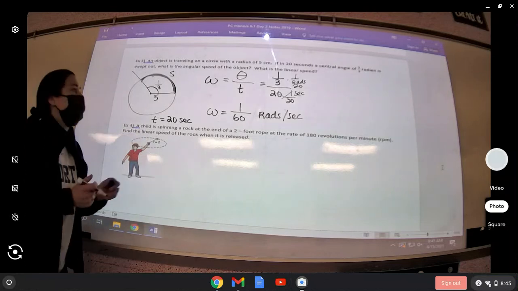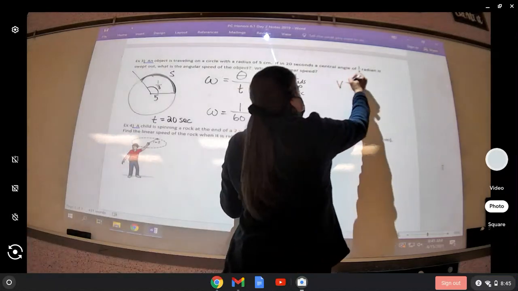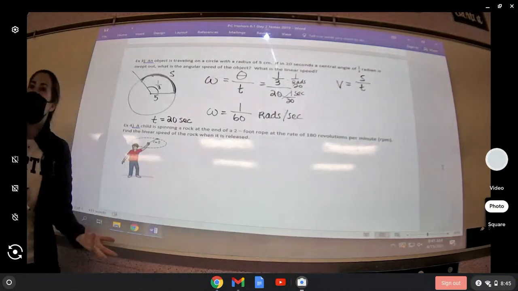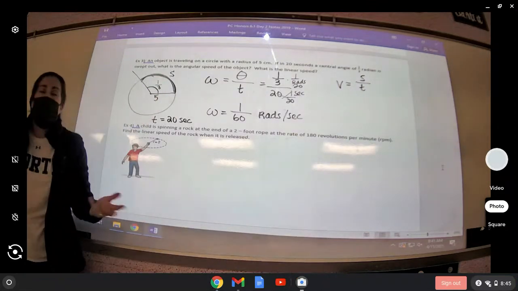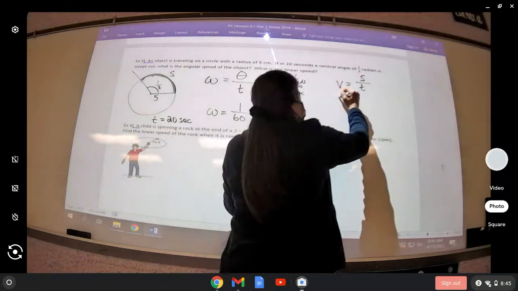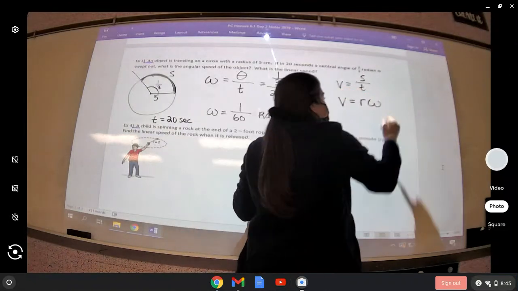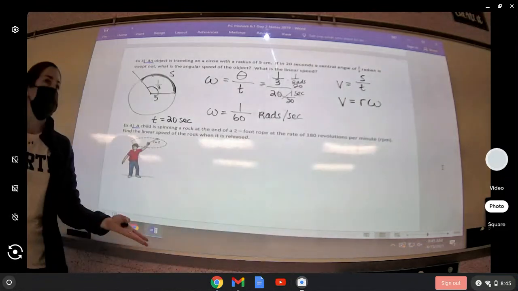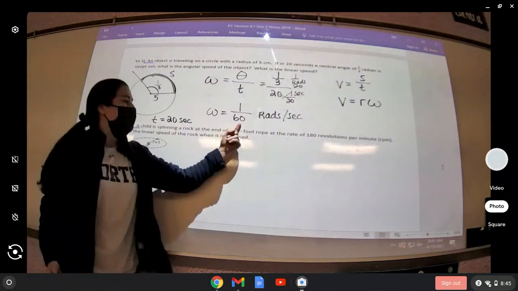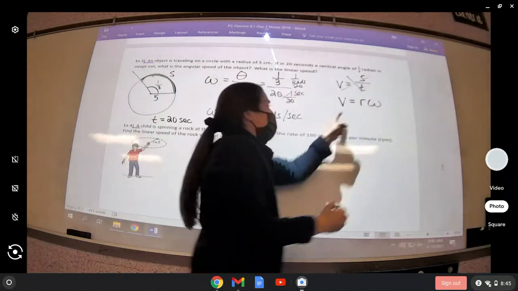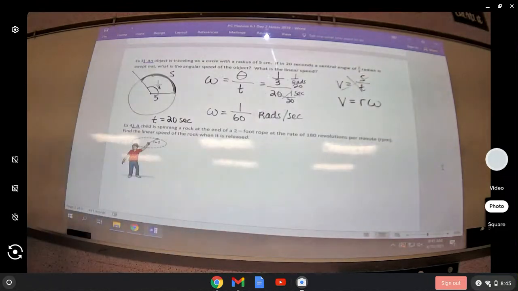Well, guys, you have two options for linear speed. We have the original formula that says it's S divided by T, right? The length of the arc divided by time, but we don't know S, right? But we have another formula that says linear speed can be found using the radius times omega, the angular speed. I know the radius, I know the angular speed, here's your better formula. So I'm not going to use that one. I'm going to use this one for your linear speed.